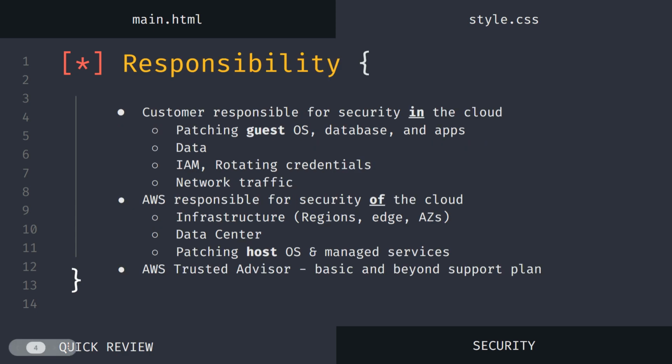Now, you have a responsibility, AWS has a responsibility. So whenever I see the word guest, I'm thinking security in the cloud, meaning you, right? OS, database, apps, data, IAM, what we just talked about, network traffic. And what AWS is responsible for of the cloud is obviously their infrastructure, their data centers, and patching it on their side or host. A bonus is if you see the word Trusted Advisor, now they have security checks, and the basic support plan should offer you security checks. So all of them should have at least the security checks.